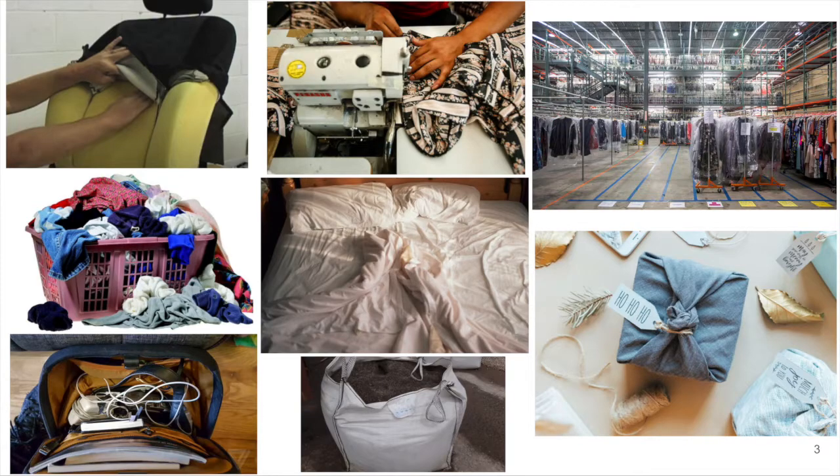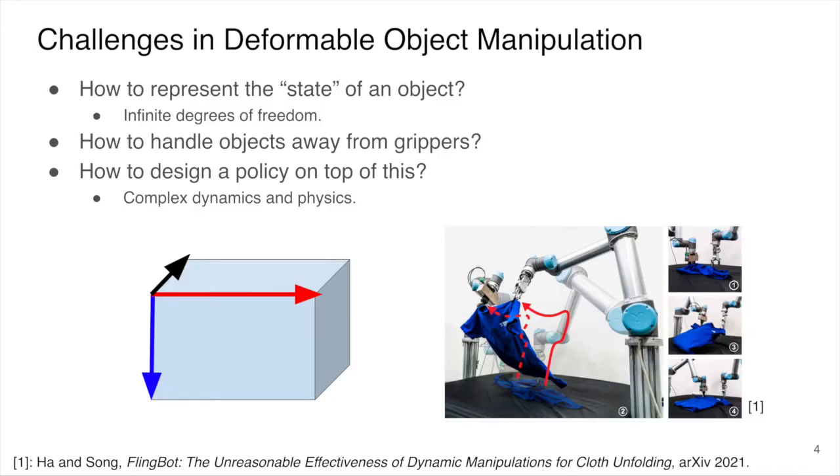Manipulation of deformable objects has many applications, including handling towels and laundry, bed making, wrapping items, and so on. But in contrast to rigid object manipulation, deformable object manipulation has several challenges. First, how do we represent the state of an object? If we have a rigid block, for example, it's enough to know the position and orientation of a fixed point on the block for us to determine the block's overall arrangement in three-dimensional space.